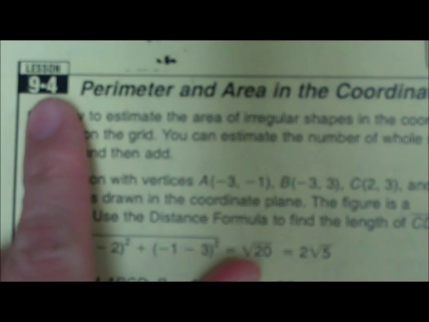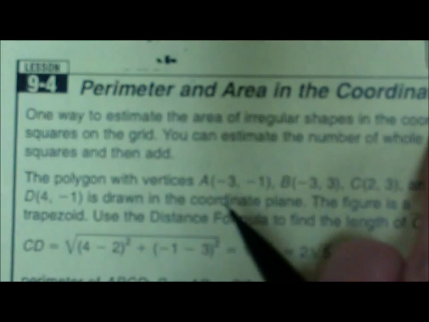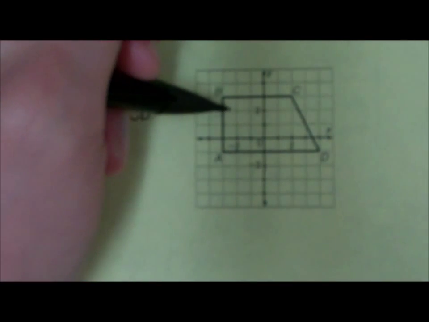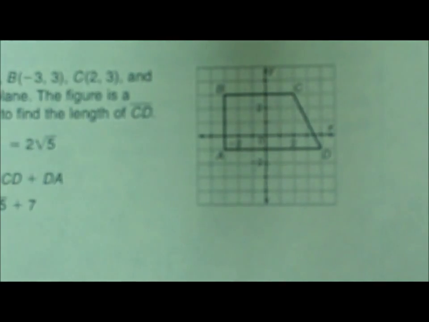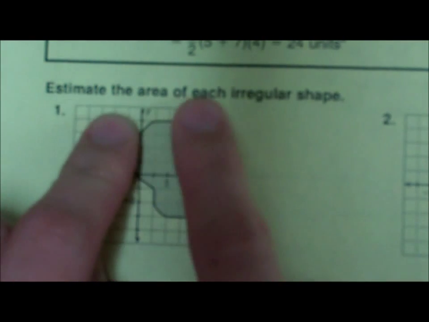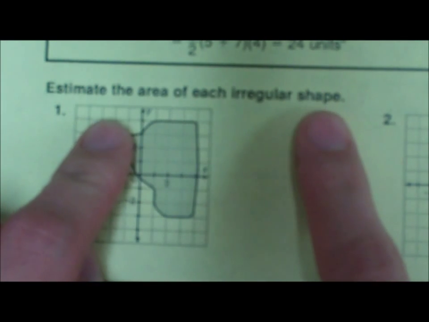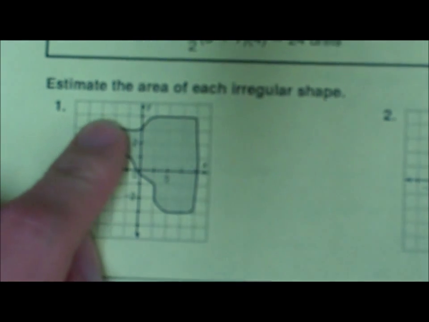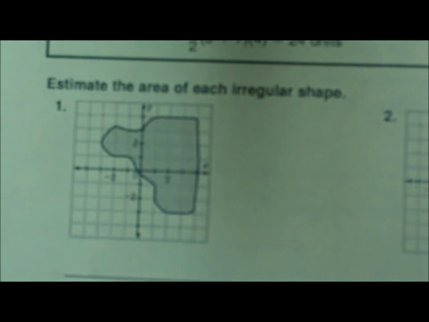Okay, this is 9.4, perimeter and area in the coordinate plane. What we're doing is we are going to find perimeter and area of a figure that is in the coordinate plane. Number 1, they want us to estimate the area of each irregular shape. There are different ways you can do this. You're basically finding out how many squares there are.